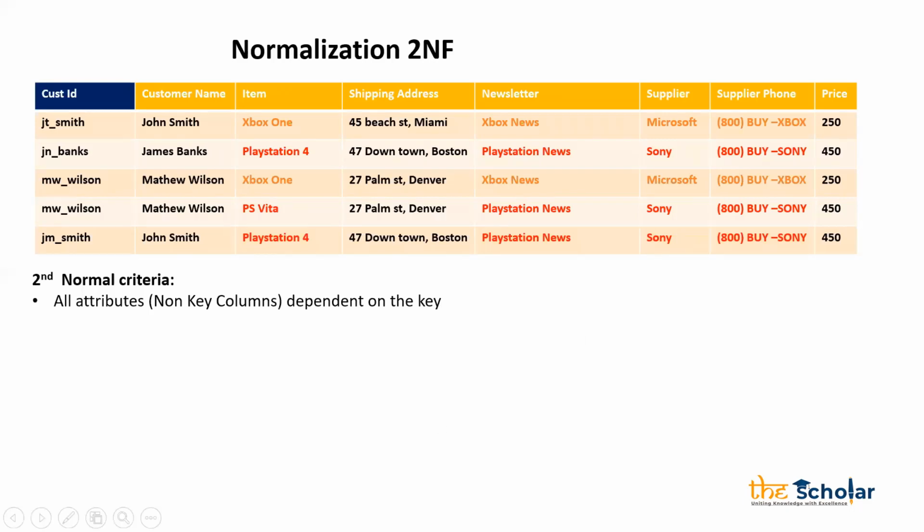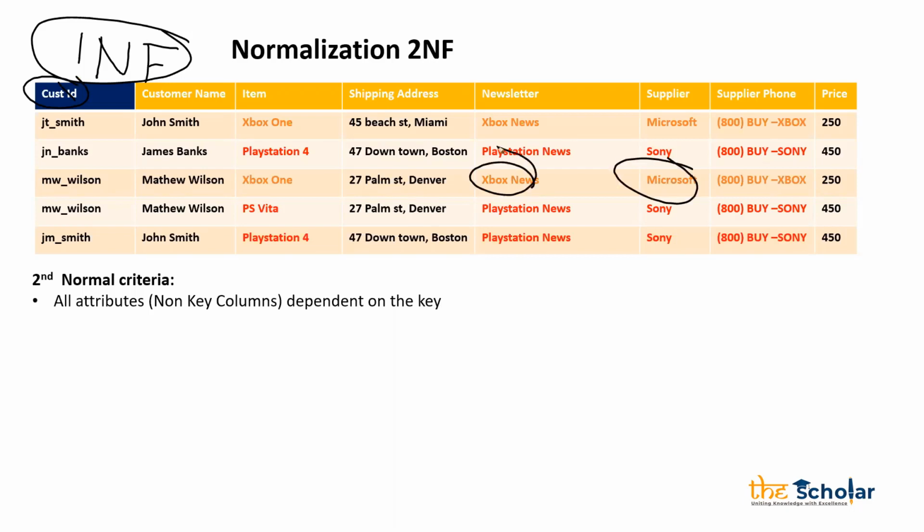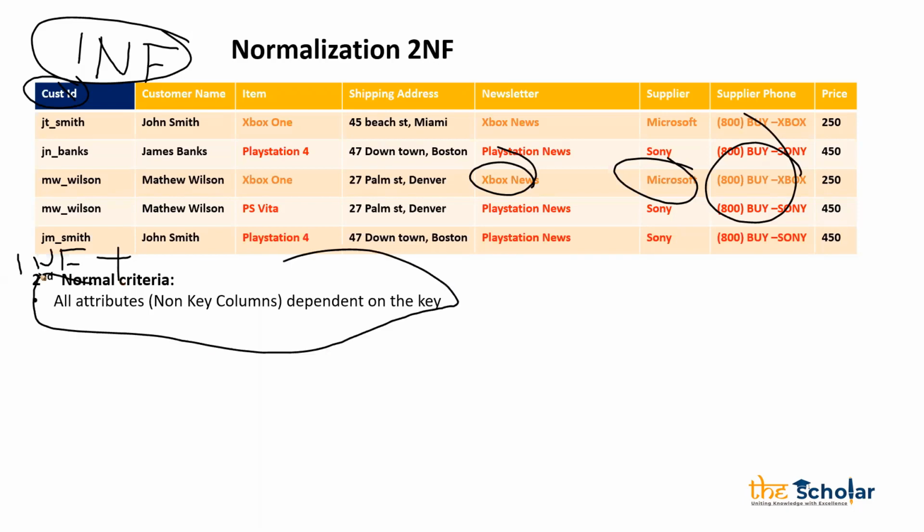The criteria is, first of all, the conditions of my first normal form should be met, which is already being met here. I have a primary key, I have uniquely identifiable rows, and all the data are of the same type. So basically the criteria of second normal form is first normal form plus this: all attributes which are non-key columns should be dependent on the key.